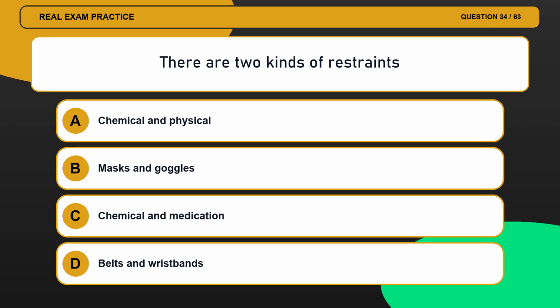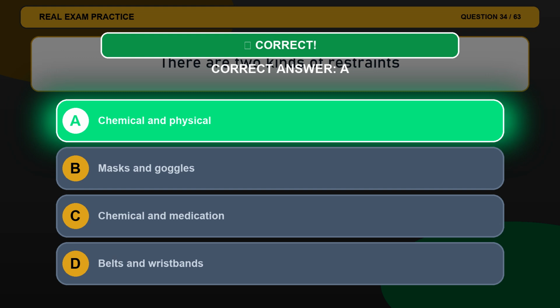Question 34. There are 2 kinds of restraints. Option A, chemical and physical. Option B, masks and goggles. Option C, chemical and medication. Option D, belts and wristbands. The correct answer is Option A, chemical and physical.